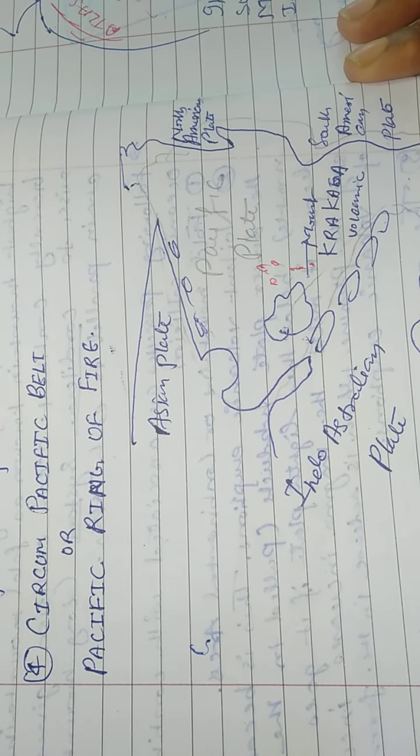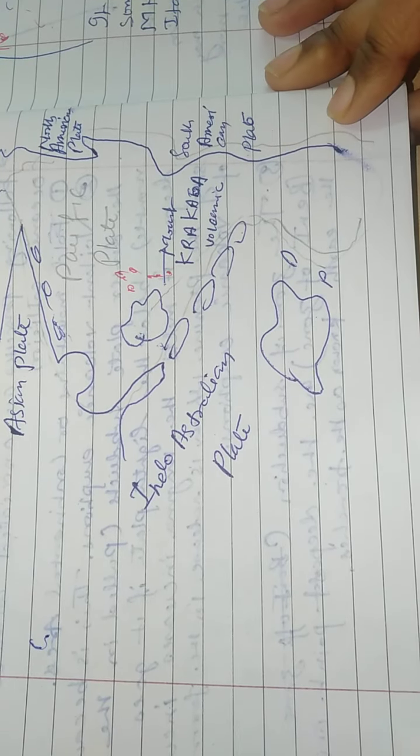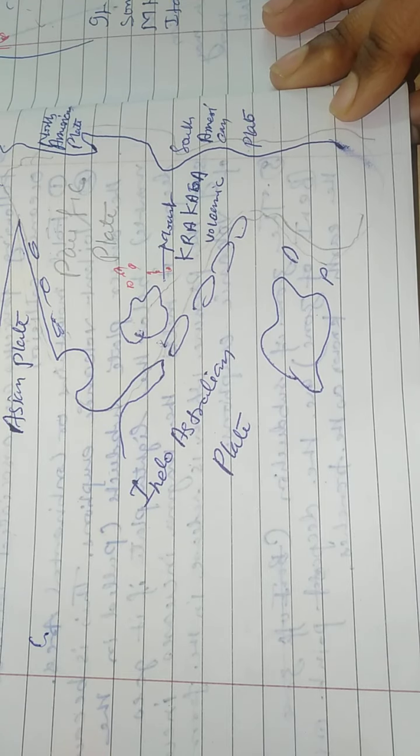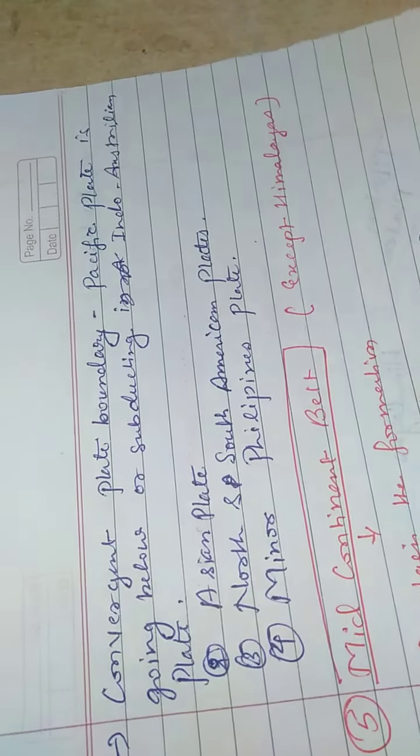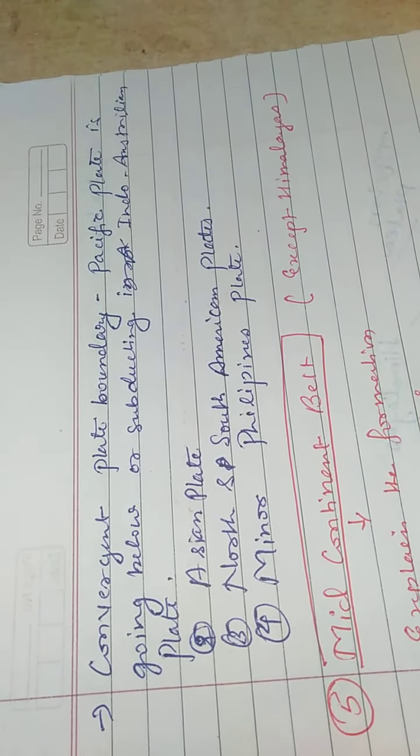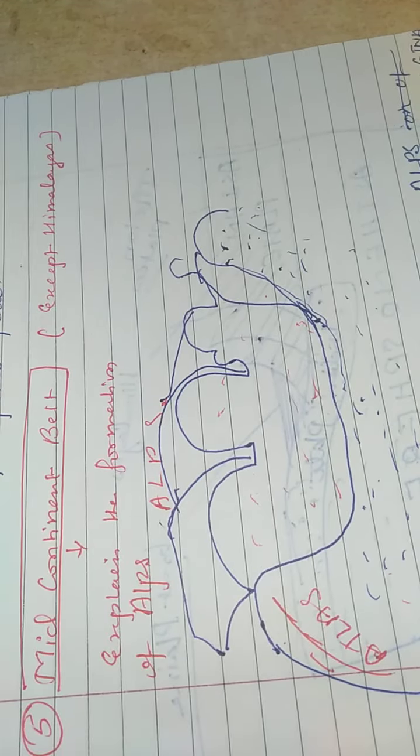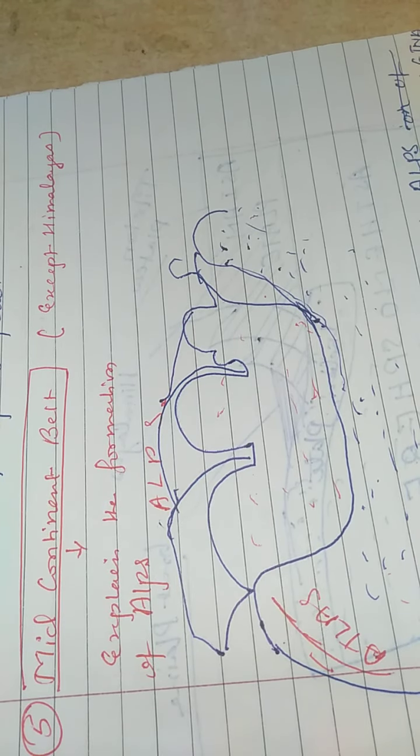Circum-Pacific plate, the Pacific Ring of Fire. Asian plate, North American plate, South American plate, Mount Krakatoa volcano, Pacific, Indo-Australian plate. Convergent plates on the Pacific plate are given below: subducting Indo-Australian plate, Asian plate, North and South American plate, minor Philippines plate, mid-continent plate except Himalaya. Explain the formation of Alps.